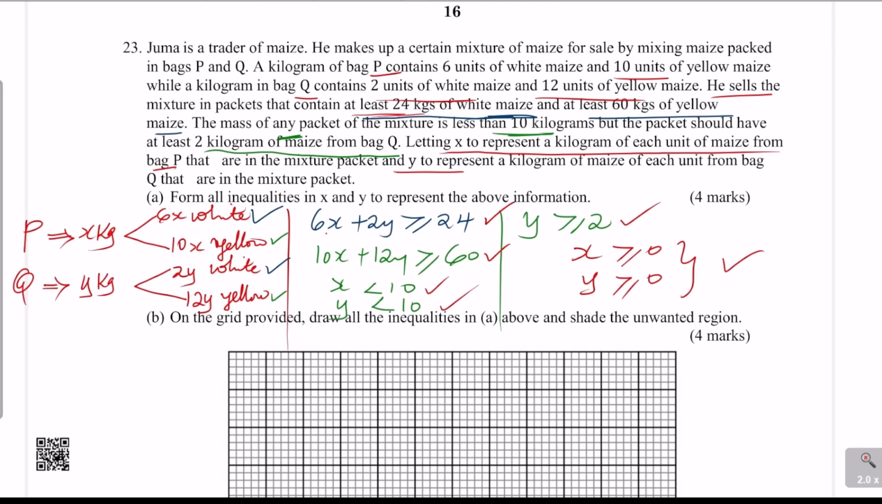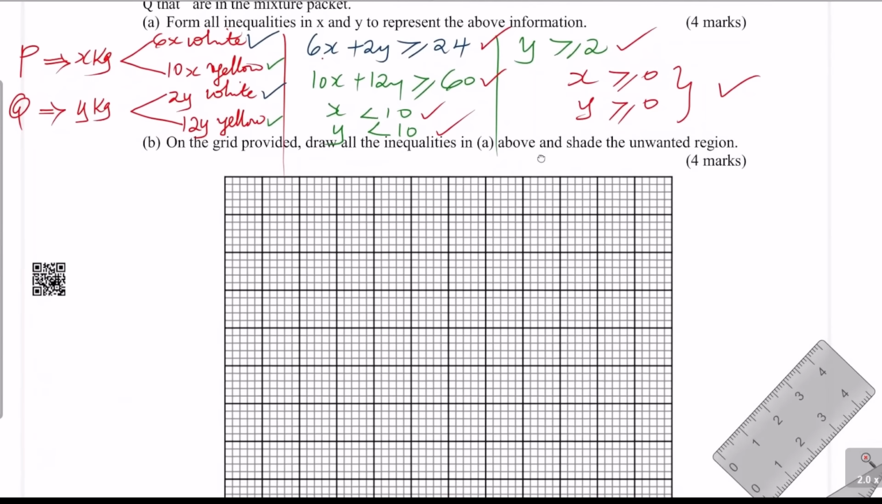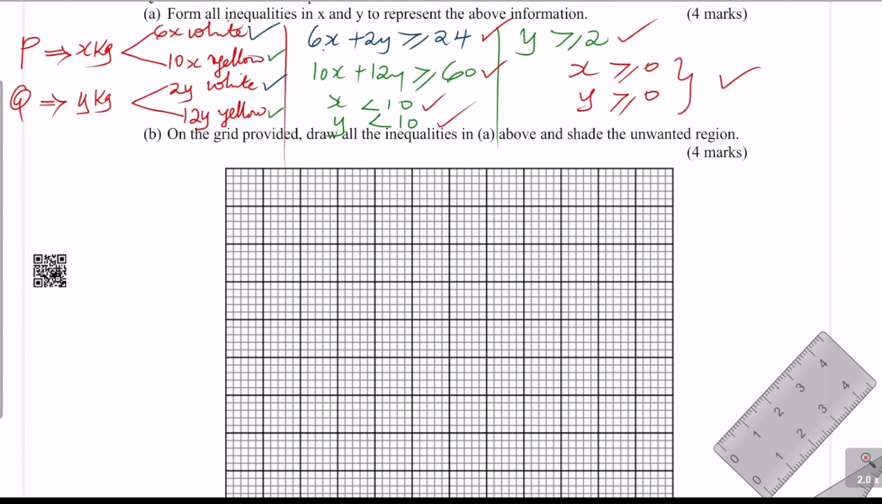So for part B, on the grid provided, draw all the inequalities in A above and shade the unwanted region. So you're supposed to draw all these inequalities, and this is what you're going to do. We're going to start with the first one, which is 6X plus 2Y greater than or equal to 24. When you're drawing the inequalities, we simply draw these lines.